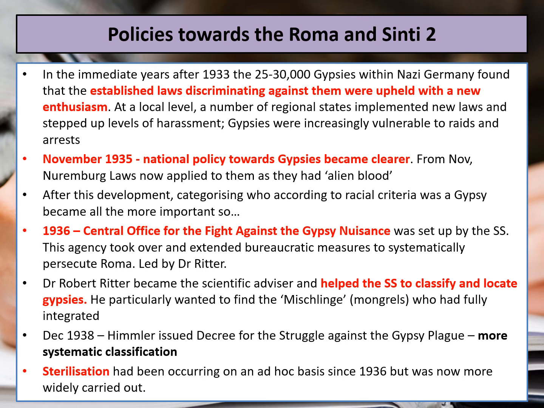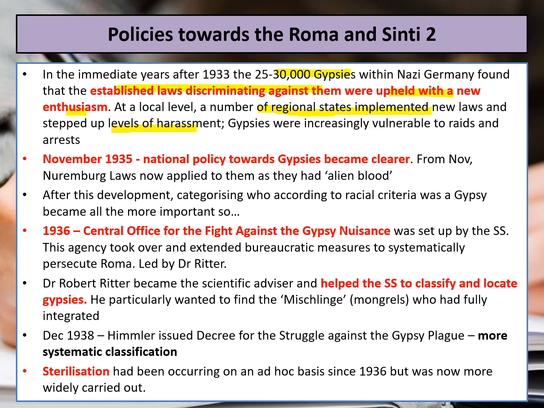So first of all, in the immediate years after 1933, 26 to 30,000 gypsies within Nazi Germany found that the established laws that had been around already that allowed them to be discriminated against were now upheld with a new enthusiasm. At a local level, a number of regional states implemented new laws and stepped up the levels of harassment. For instance, gypsies were increasingly vulnerable to raids and arrests and could be arrested if they hadn't been working and couldn't prove that they'd been working in a set time period.